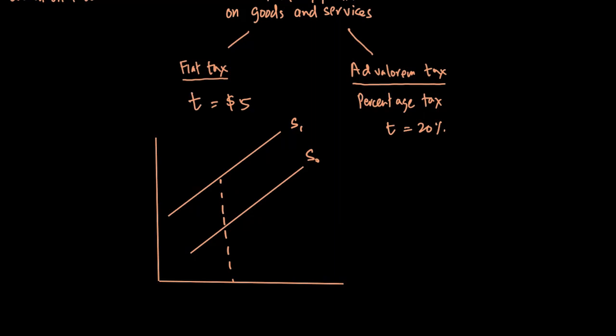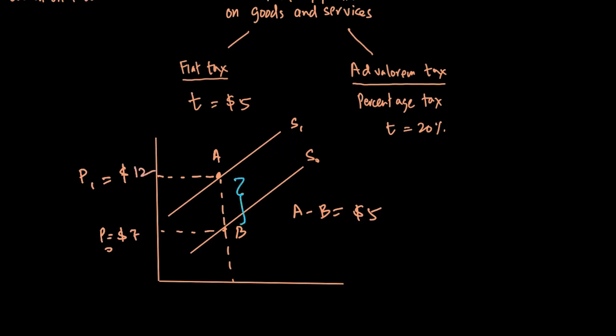So this distance here, from A to B, is the amount of the tax. If the price, for example, was $7 with a tax of $5, which is this distance AB, my new price P1, let's call the original P0, will become 7 plus 5, or $12. So this vertical distance between the two supply curves will be the same, and that's why the supply curve will shift backward in a parallel manner.